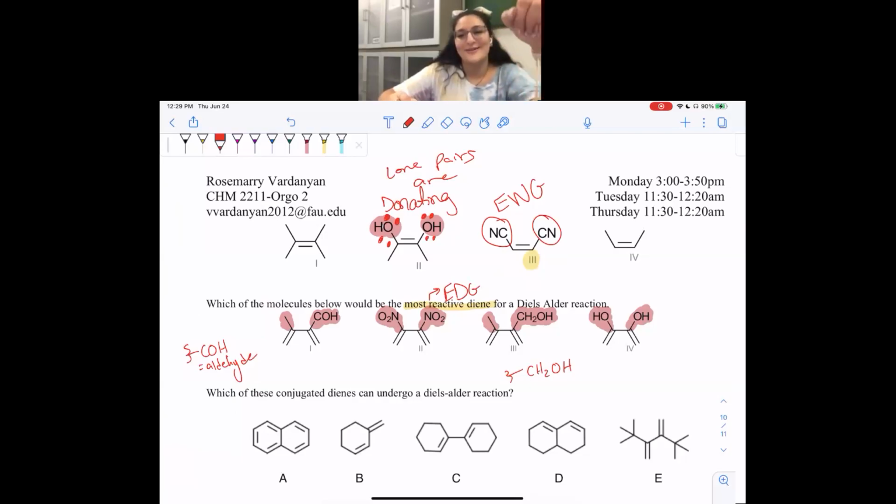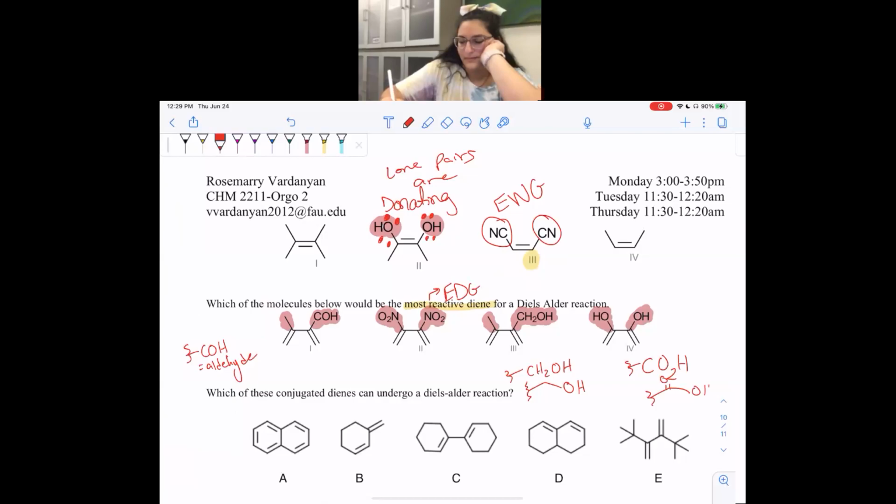People said carboxylic acid. That's what I wanted you to think. Nope, that's just an alcohol. A carboxylic acid is CO2H. So that's how it trips a lot of people up. So please be careful when you see those.